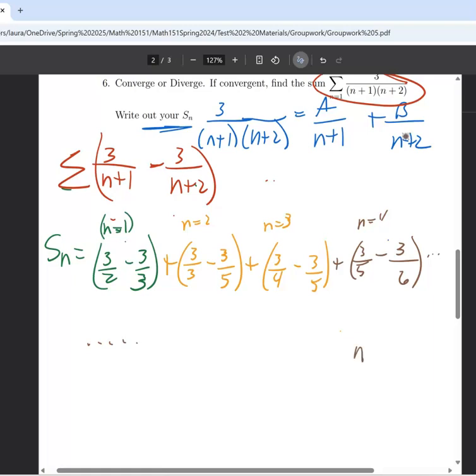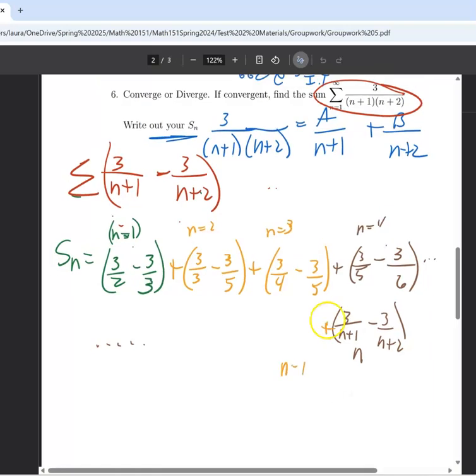Okay, so I can write out what the nth term is, because the nth term is just that, minus 3 over n plus 2. So the one before it is me plugging in n minus 1 into here. So that gives me 3 over n minus 3 over n plus 1.